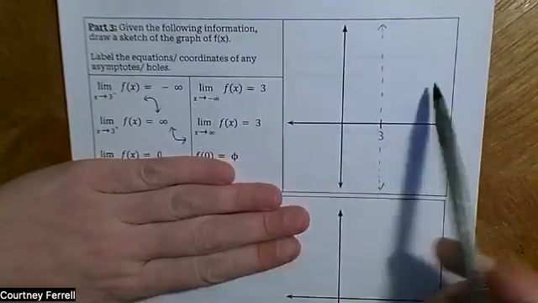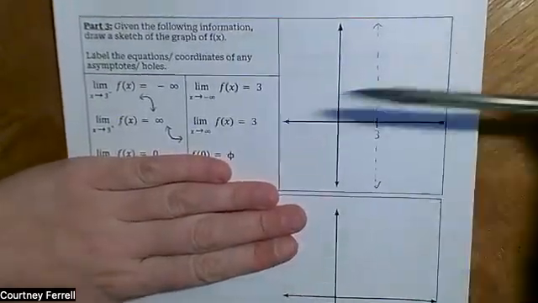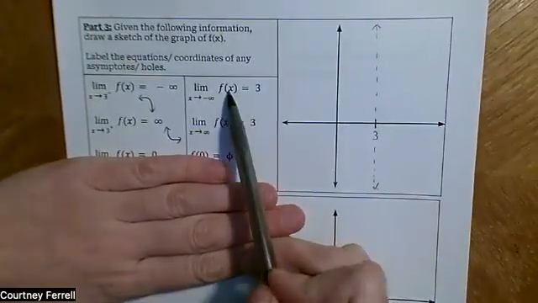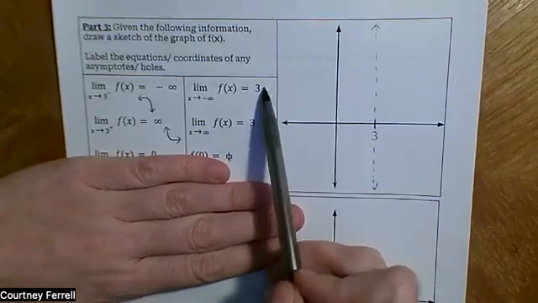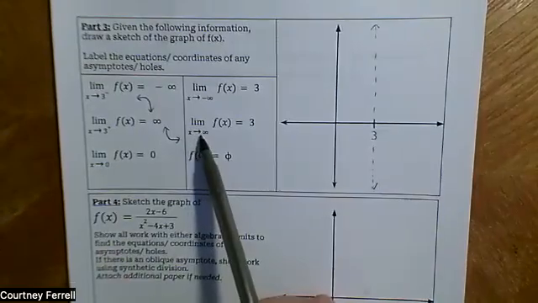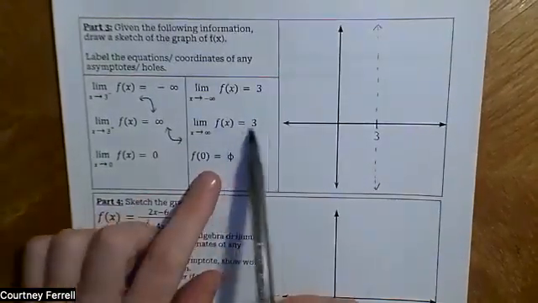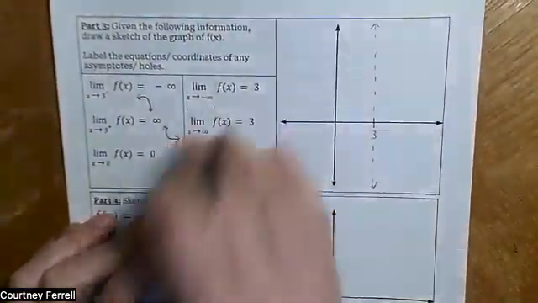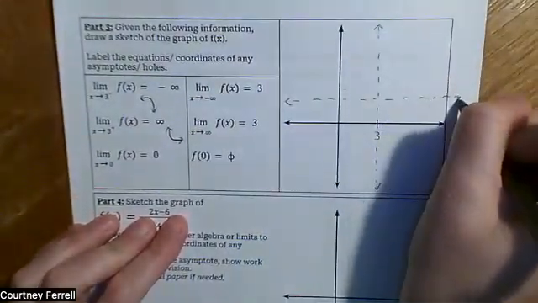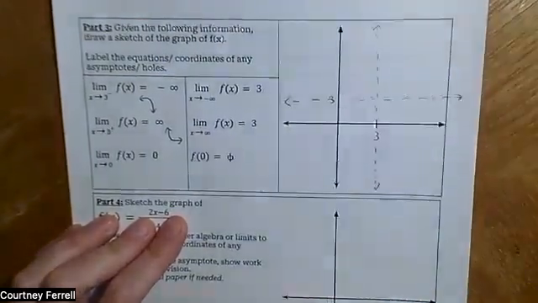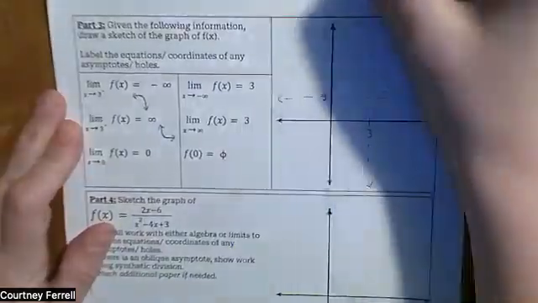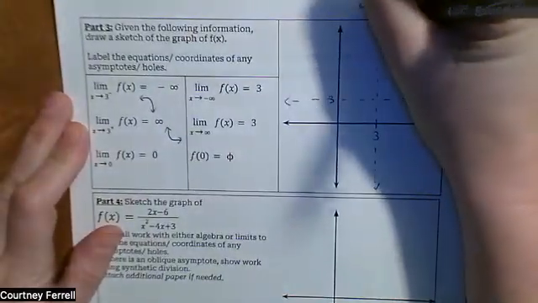X approaches negative infinity. That's this direction. And it says it's going to look like it's 3. So that means it's flattening out at f of x equals 3, also known as y equals 3. And as I head this way, it says the limit as x approaches infinity is 3. So now I have the information that I need. That means there's an asymptote at y equals 3. So now I'm almost certain that my graph is going to look something like this.